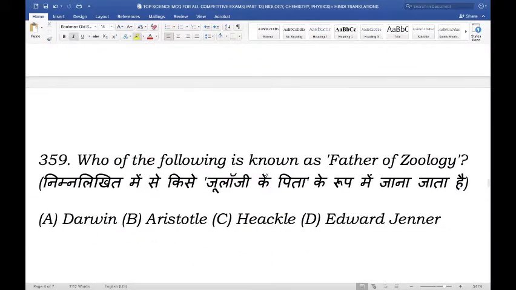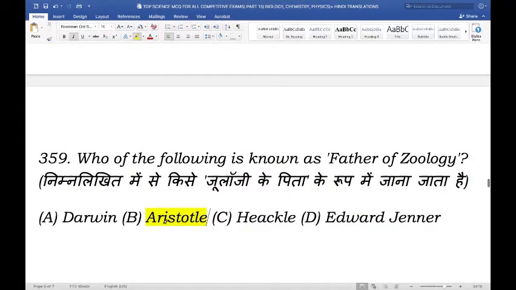Next question. Who of the following is known as the father of zoology? Is it Darwin, Aristotle, Haeckel, or Edward Jenner? So if you've seen my first ever video, you would know that the father of zoology is accredited to Aristotle. His work on a systematic approach to classification and his use of sociology to uncover relationships between animals has earned him this title.